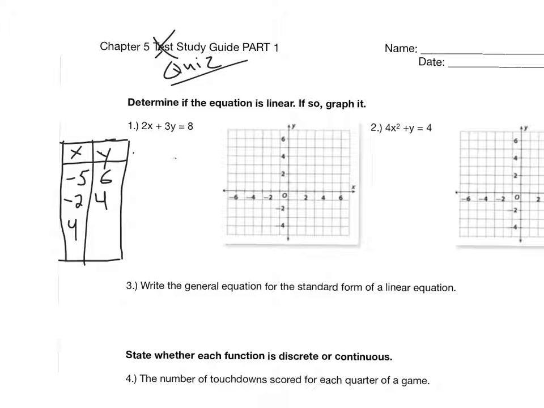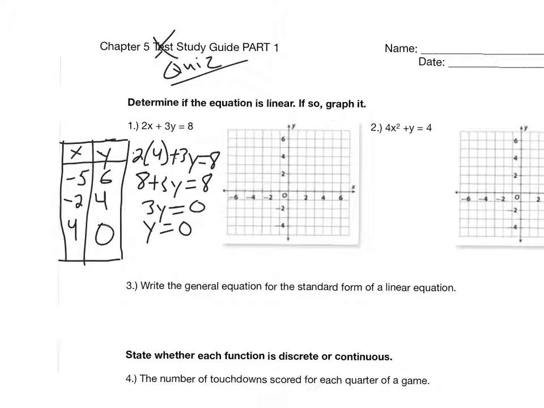And last, we'll plug in 4, so it would be 2 times 4 plus 3y equals 8. Well, 2 times 4 is 8. And if we subtract 8 on both sides, we get 3y equals 0, or y equals 0 at 4.